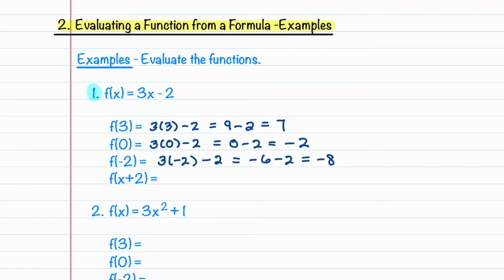Now here's the hard one. We're going to evaluate f of x plus 2. My students have always struggled with doing this, so I'm going to try to explain this as clearly as I can. Wherever you see an x, you're going to plug in x plus 2. Let's go ahead and do that. So we have a 3, and then instead of an x, we're going to plug in x plus 2, and then we have a minus 2. Let's now simplify. Multiplying the 3 times x plus 2, we have 3x plus 6 minus 2, which gives us a final output value of 3x plus 4.